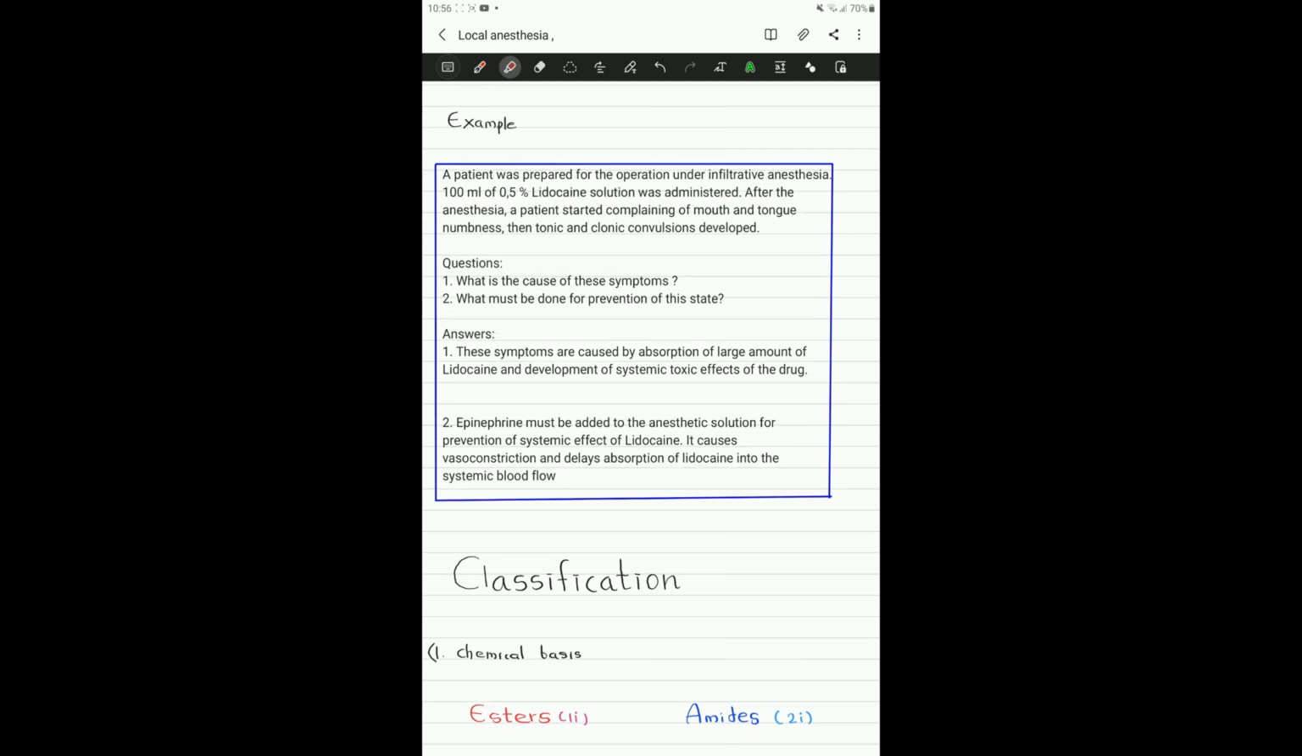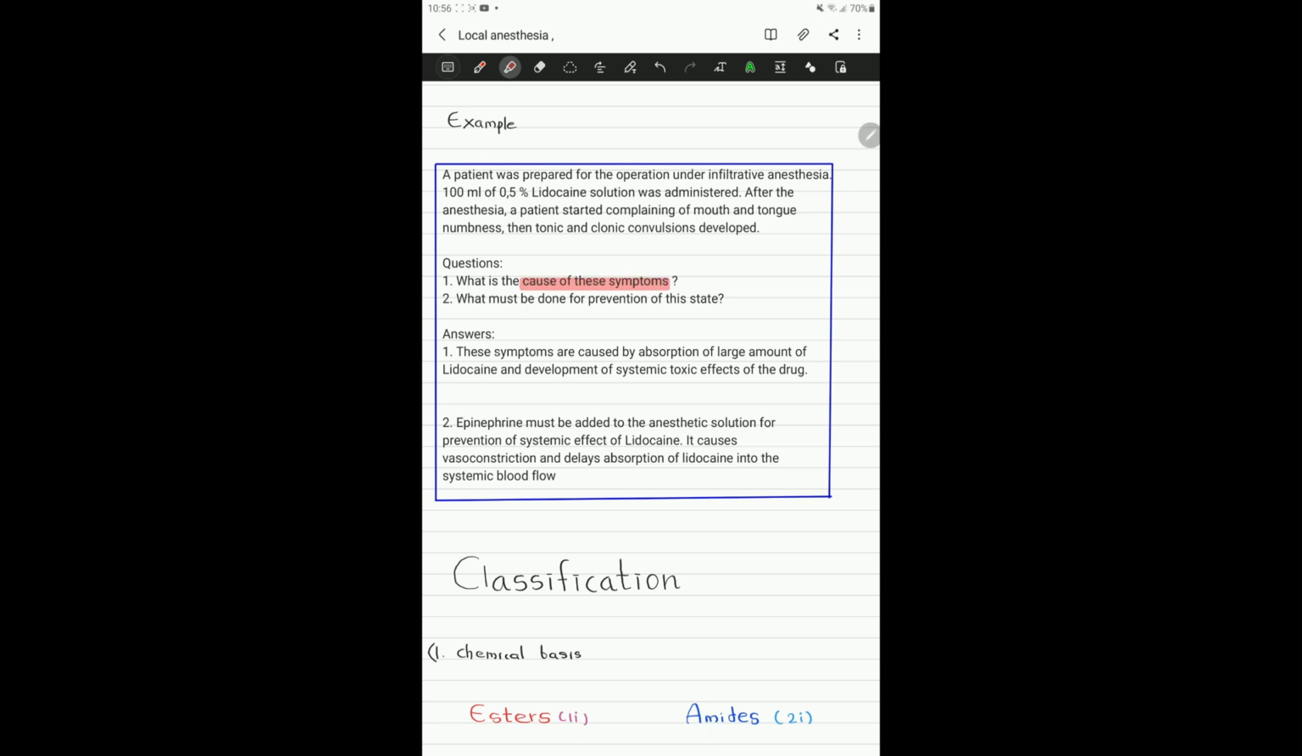Now we have another example. A patient was prepared for the operation under infiltrative anesthesia. 100 milliliters of 0.5% lidocaine solution was administered. After the anesthesia, the patient started complaining of mouth and tongue numbness. Then tonic and clonic convulsions developed. What is the cause of these symptoms?